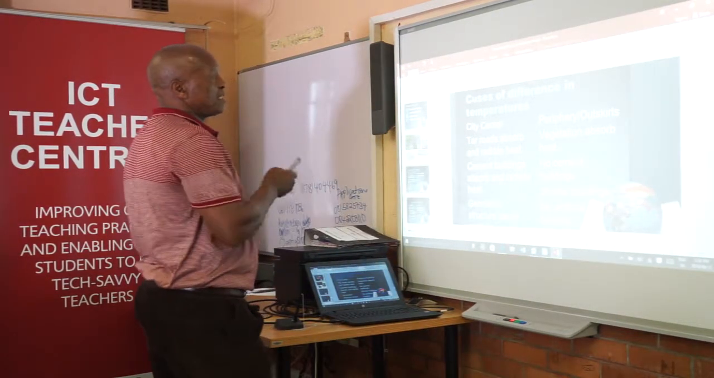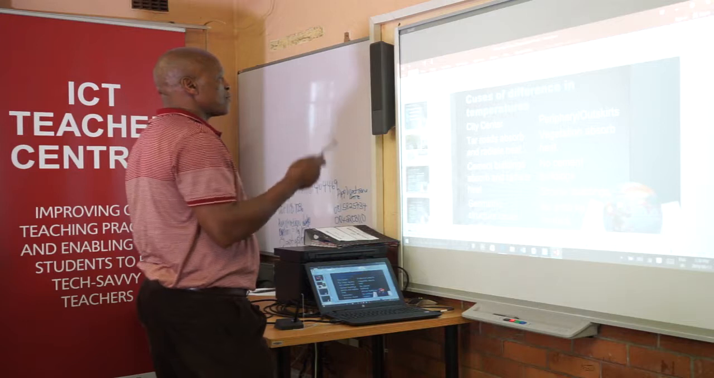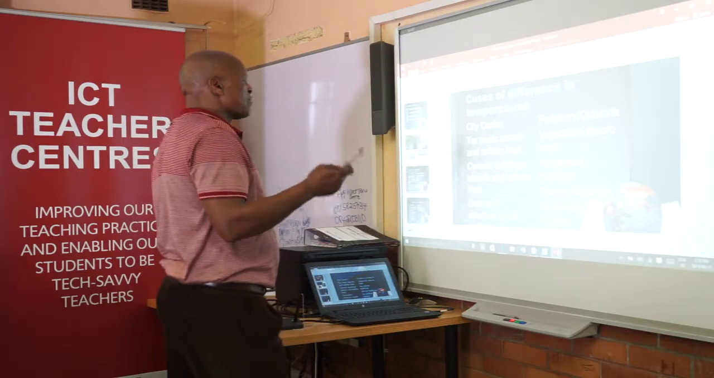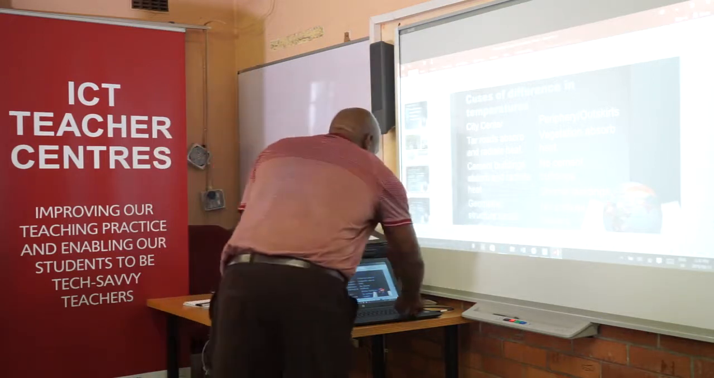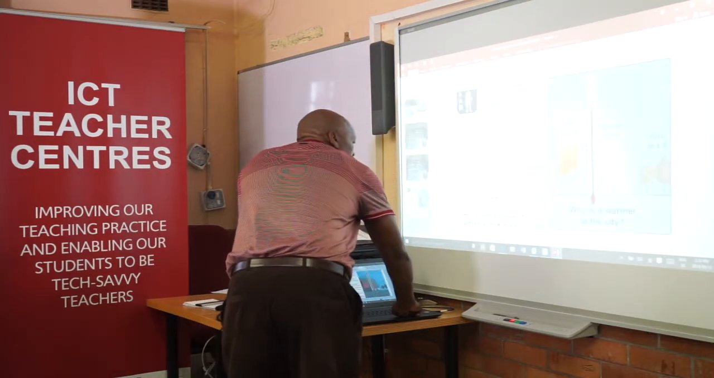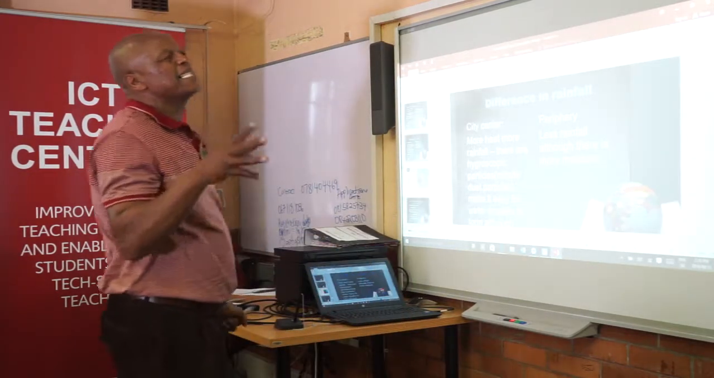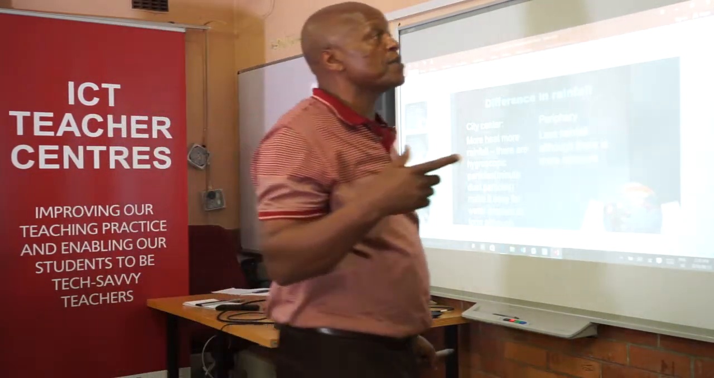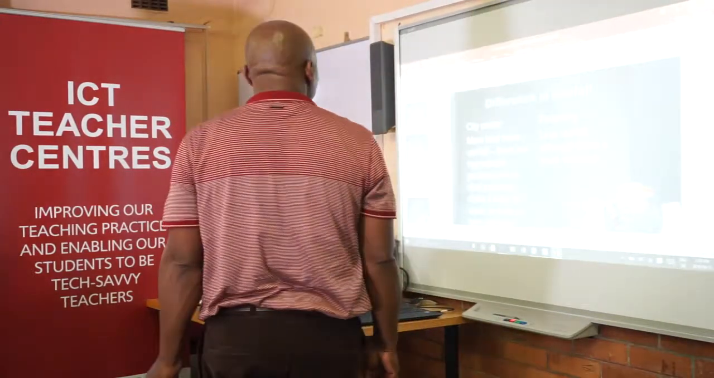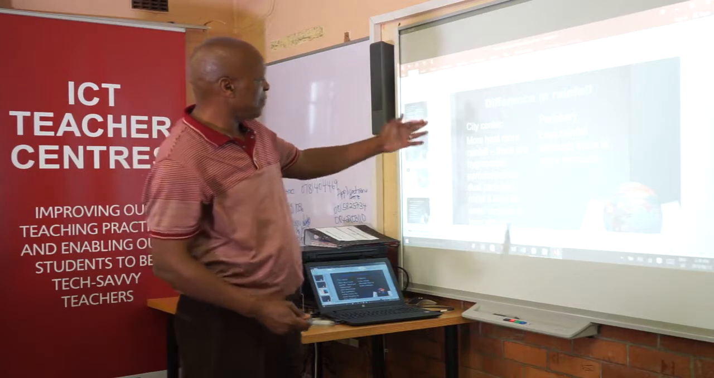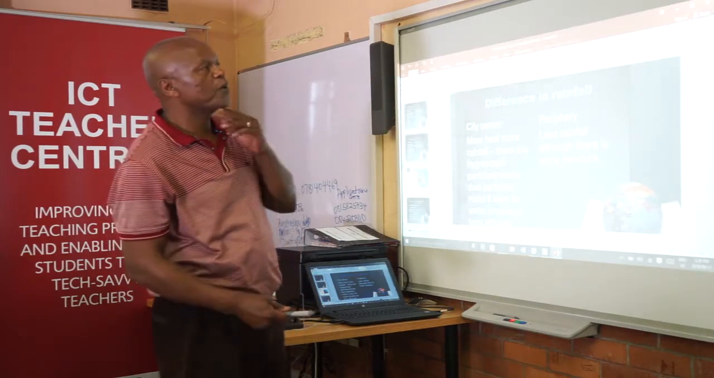Right, here are the differences. City center surfaces absorb and radiate heat. Geometric structure causes multiple reflection. And also artificial heaters. And also automobiles, these are cars. They emit greenhouse gases, which are responsible for the increase in temperatures. Difference in rainfall between the city center and the peripheral rural areas.